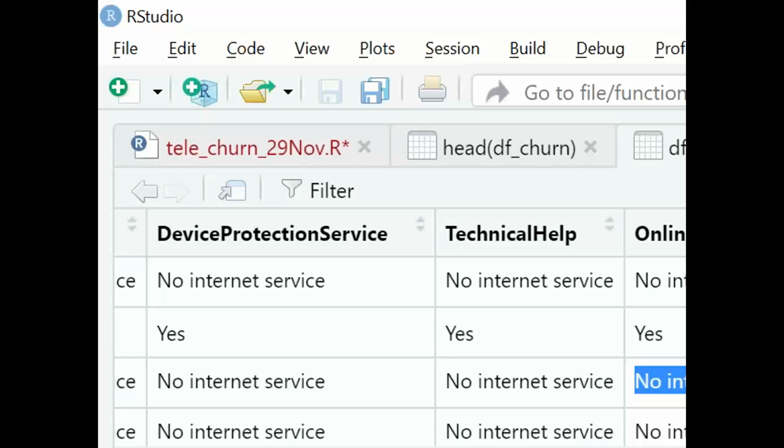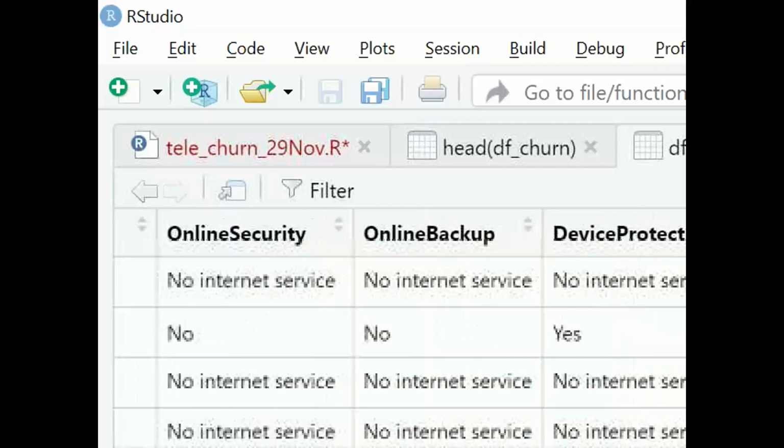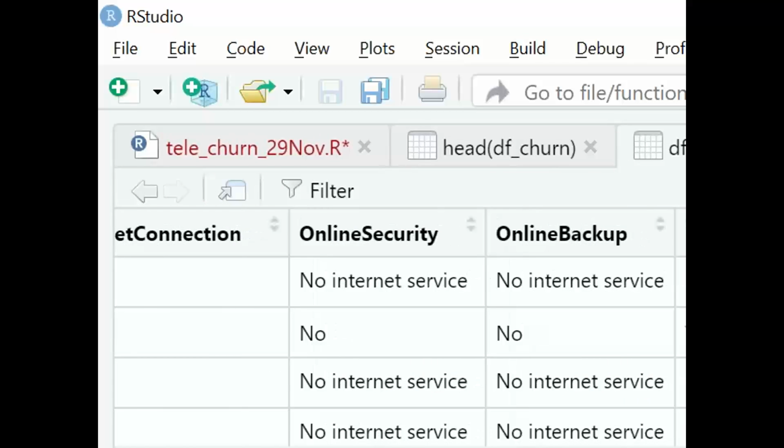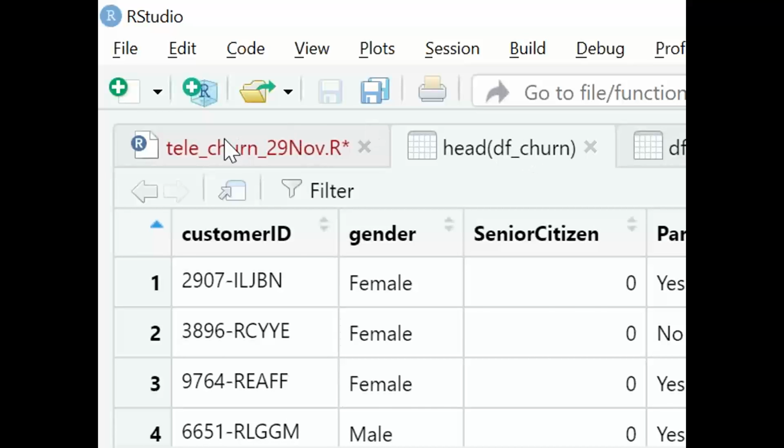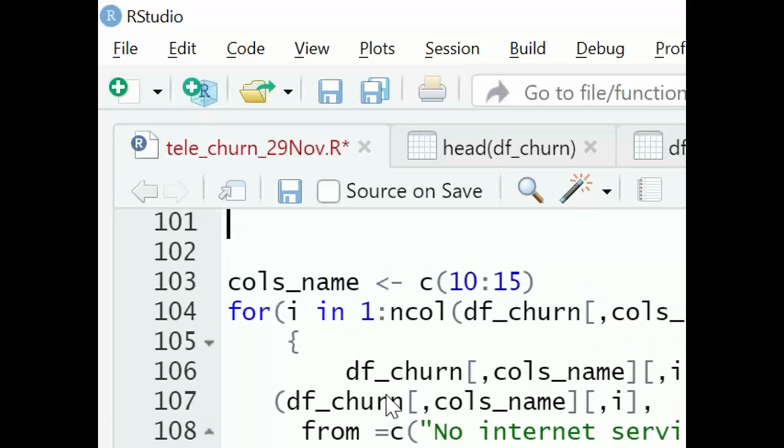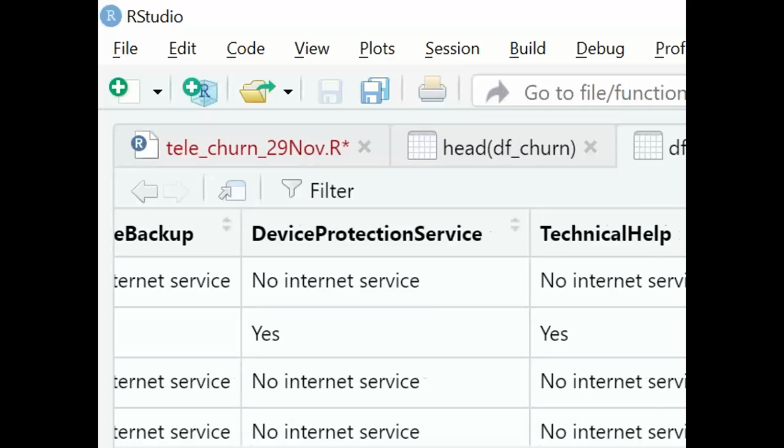So what I can do is run a loop that picks up the variables starting from here up till here, picking each variable one by one. And in each variable, if no internet service is coming, it should be replaced with no. So we will write a loop condition for that. We have created a variable by the name of column names. From 10th to 15th, these are the variables in which the value has to be replaced: 10th, 11, 12, 13, 14, 15. So there are 6 variables. If you take a look at this, which variable is it starting from?